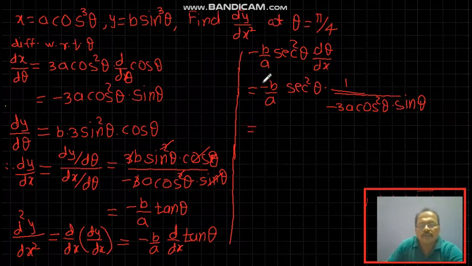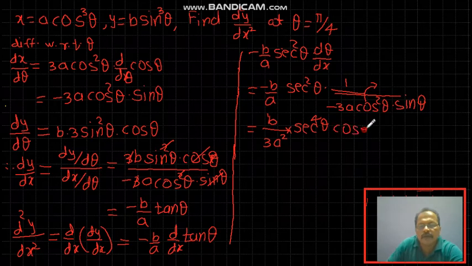Equal to minus minus will become plus, numerator constant is only b, denominator constant is 3a square. So first of all I have considered all the constants. Now here sec square theta, denominator cos square theta. When this cos square theta comes in the numerator, it becomes sec square theta. Sec square into sec square is sec raised to 4 theta into this sin theta, when it comes to the numerator, becomes cosec theta.